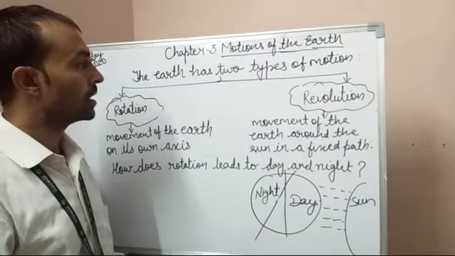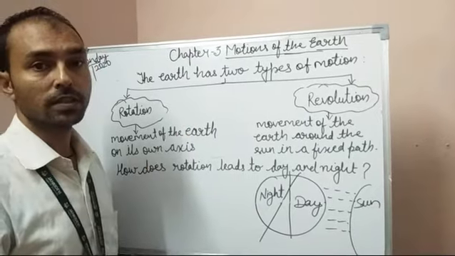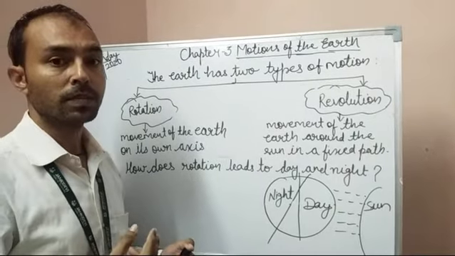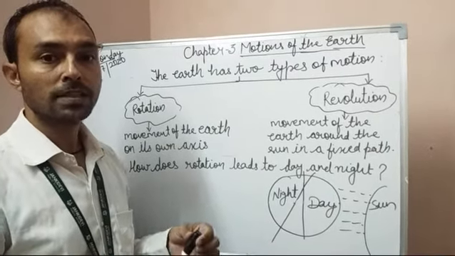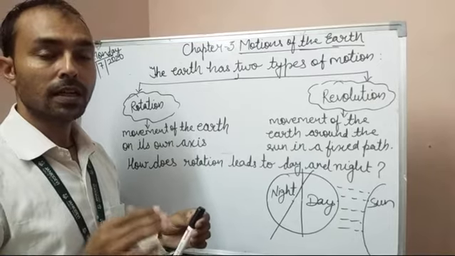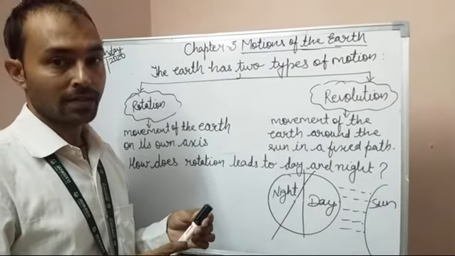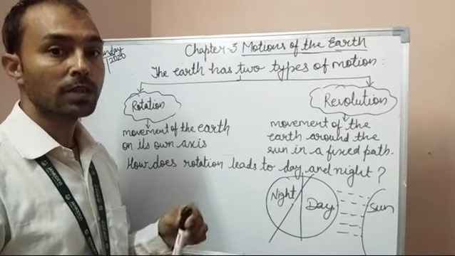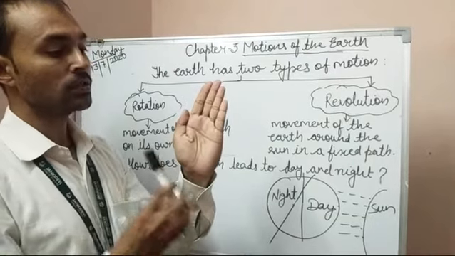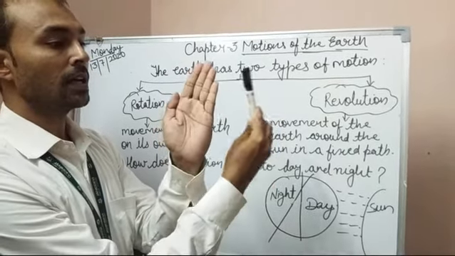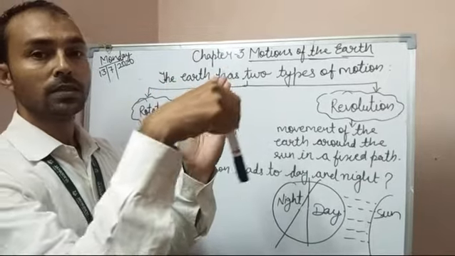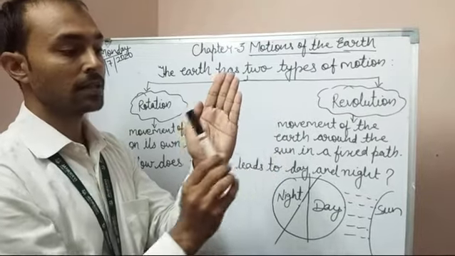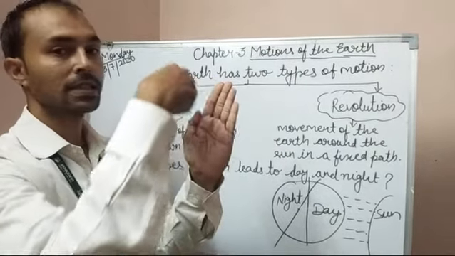So students, now let's learn about the motions of the earth. As I told you earlier, the earth has its movement in two ways. The first one is rotation, that the earth rotates on its own axis, which is tilted. The second one is revolution, that the earth moves around the sun. Suppose this is the sun, so the earth moves around the sun in this manner. This is called revolution. This fixed path is called an orbit.